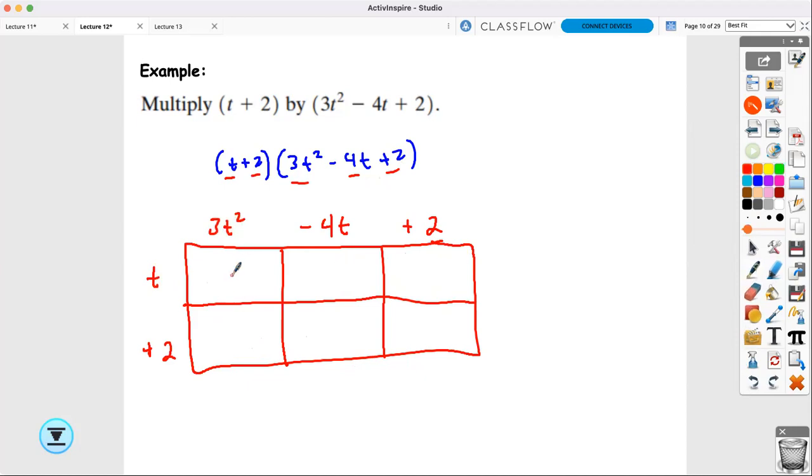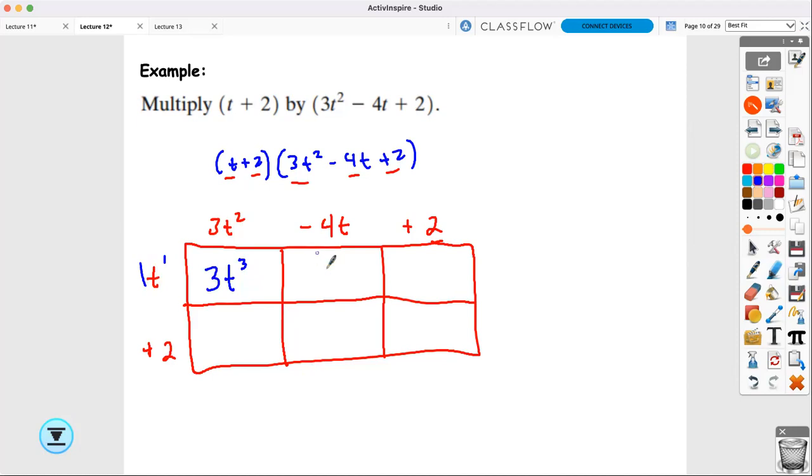So for this first box, we're gonna multiply 3 times the 1 here in this T. 3 times 1 is 3. And then T to the 1 power times T squared, we have to have the exponent, which is a 3. 1 + 2 is 3. And that's what fits in that box.